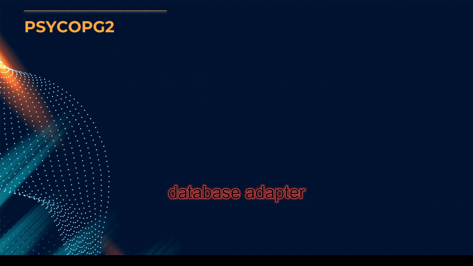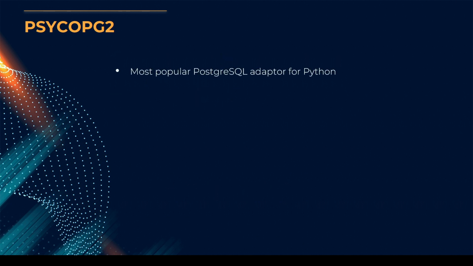So it is the most popular Postgres adapter for Python. If you are using Python to connect to a Postgres database, you are most likely going to use the psycopg2 package. And there's a couple of installation options that you have for installing psycopg2. It's not the most simple package in the world because there are a couple of different options.